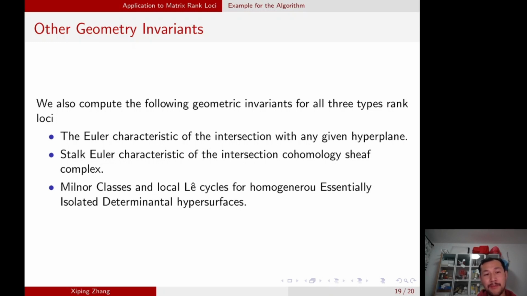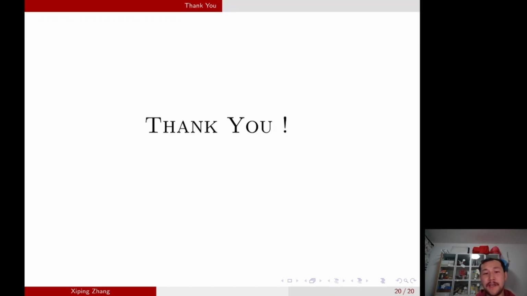And also, we can prove from a purely algebraic point of view the Milnor classes and the local cycles for what we call the homogeneous essentially isolated determinantal hypersurfaces, which means a transverse map from a projective space to the space of matrices. Transverse means that the pullback preserves the codimensions. We can compute the Milnor classes, which means that we know the Euler characteristic of the local Milnor fibrations. And then we can also compute local cycles, which is equivalent to the topological type of the local Milnor fibers of such hypersurfaces.